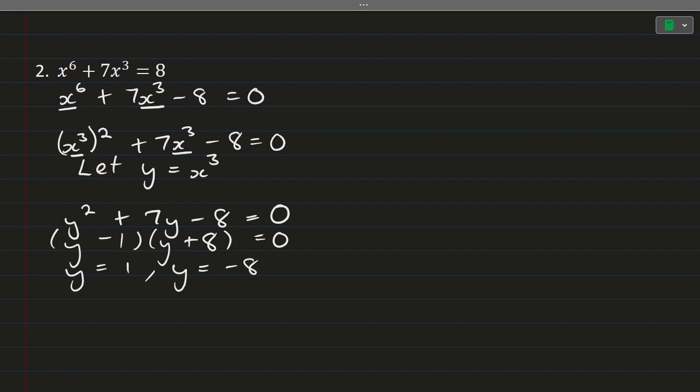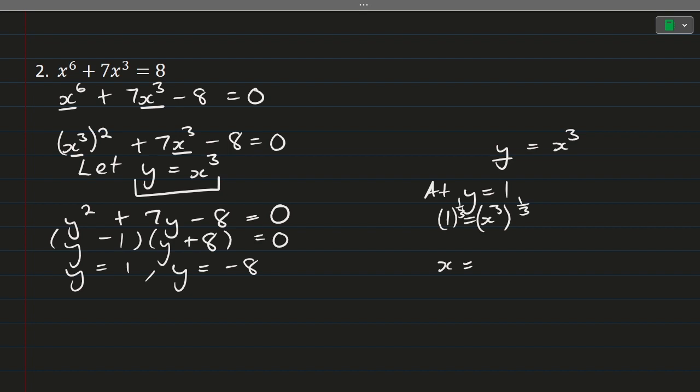Again, let's go back to our expression to get our answers in terms of x. So y is equal to x cubed, and let's start with when y is 1. We substitute y with 1, so it becomes 1 is equal to x cubed. To get rid of the power 3, we're going to take the third root or put it to the power of 1/3. And so that becomes x is equal to 1.